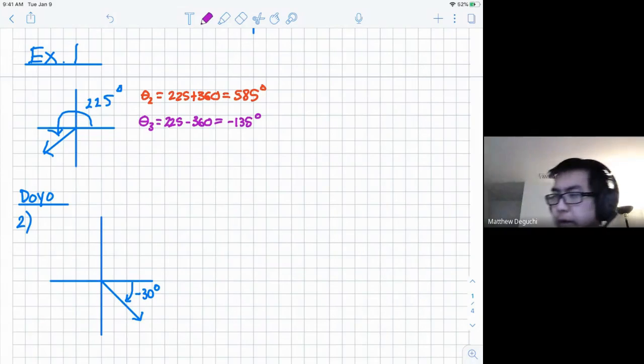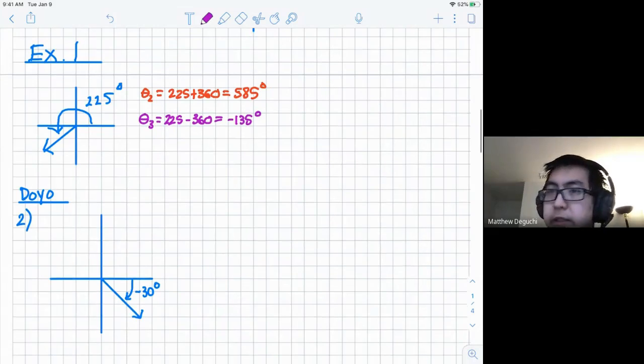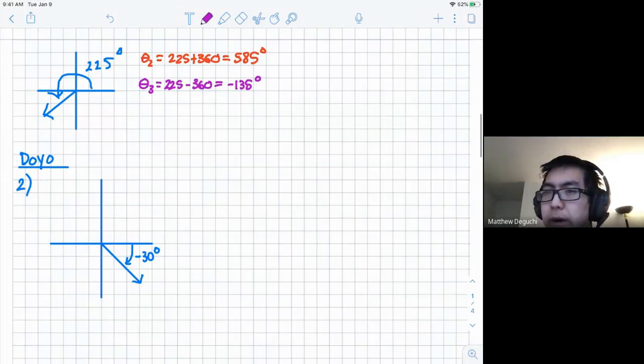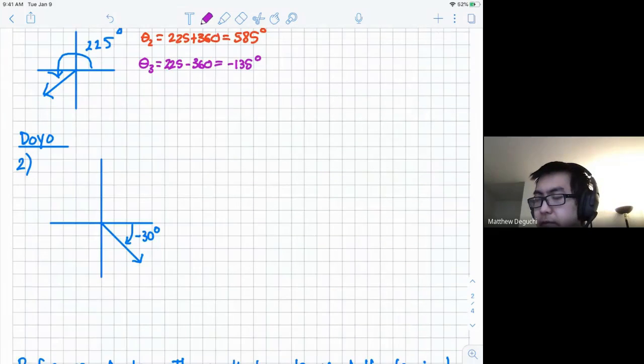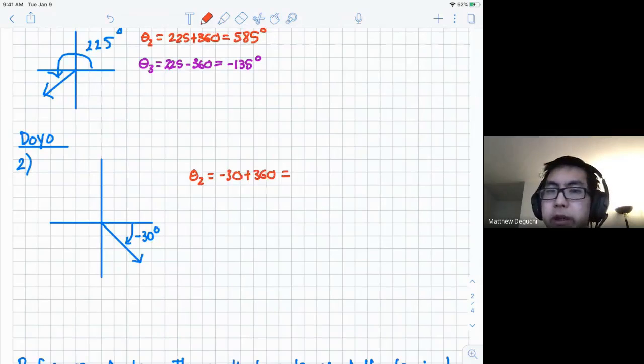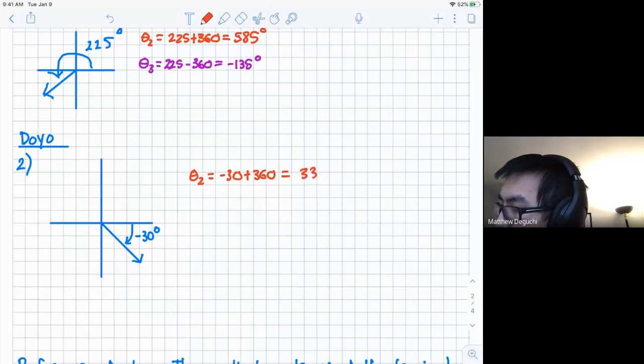All right, time's up. So let's take a look. Remember, you gotta find one positive and one negative coterminal angle. So I'm just gonna go ahead and find my positive one. Even though it does say negative 30 degrees, I'm still going to be adding 360 to that. So negative 30 plus 360, I'm going to get 330 degrees.